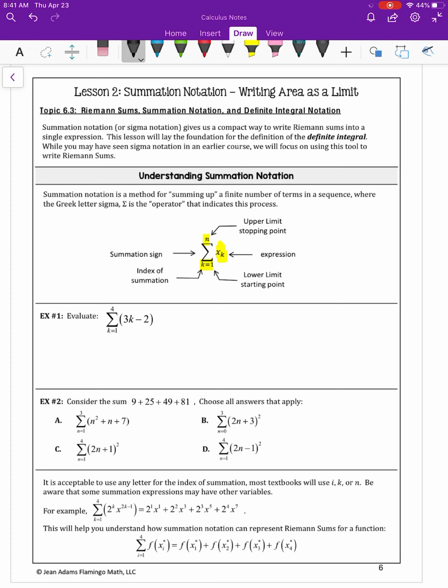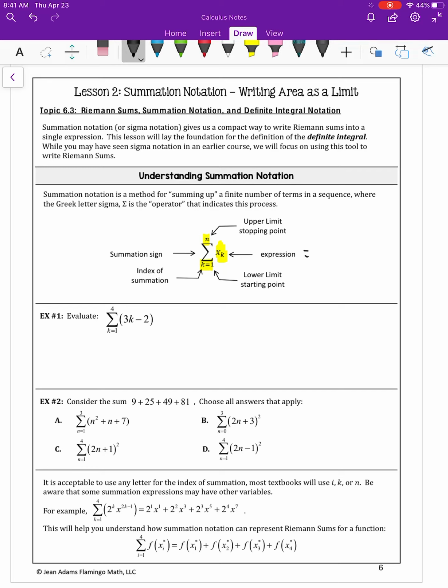And what am I going to add? Well, I'm going to add whatever this thing is. And how many times am I going to add it? Well, I'm going to add it from k equals 1 to n. So that's how we look at it.